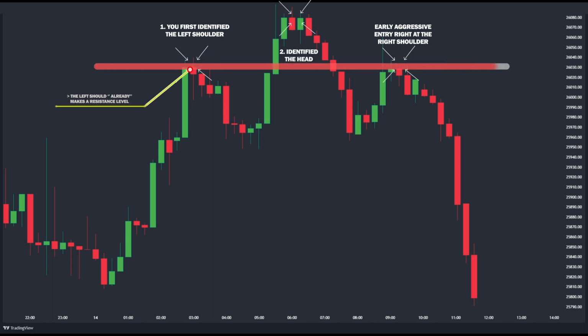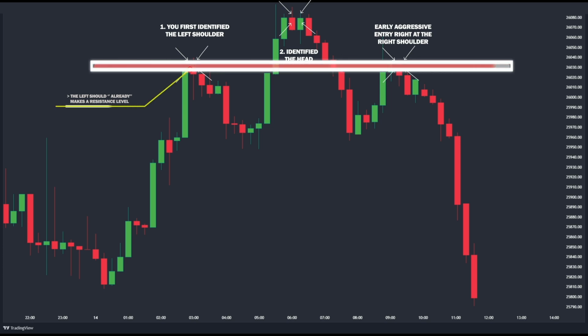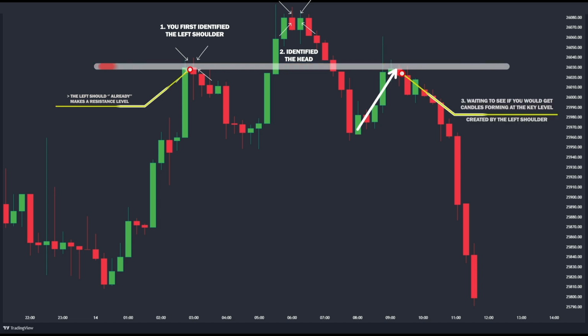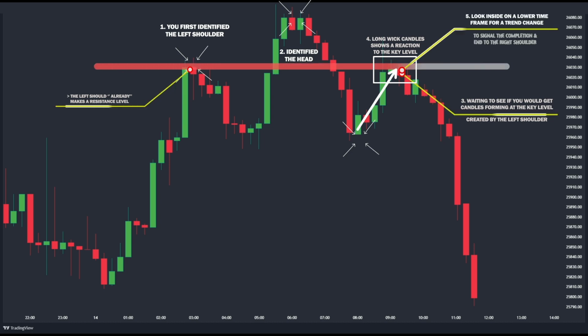Now, here's the key. The left shoulder here already makes a resistance level, so you would have drawn in and extended out. As price comes back up to this resistance level, you would wait to see if you would get candlesticks forming at this level created by the left shoulder, which you got through the multiple long wick candlesticks forming at this level. Then, at this point, you would look inside of this area to look and see if you got any form of price action that signals a trend change to confirm that this right shoulder has completed.